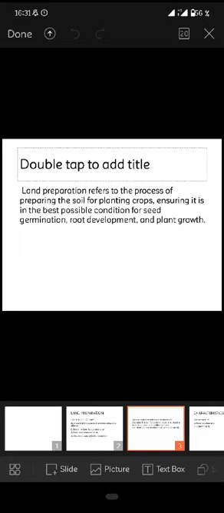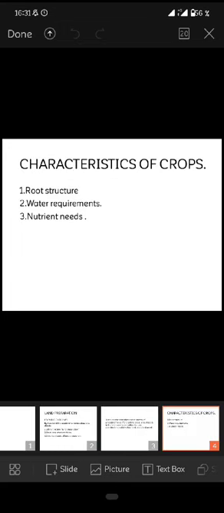So land preparation refers to the process of preparing the soil for planting crops, ensuring it is in the best possible condition for seed germination, root development, and plant growth. So it is the process of ensuring that the soil conditions are very ready to receive the planting materials or seeds. And then the other thing, characteristics of crops.